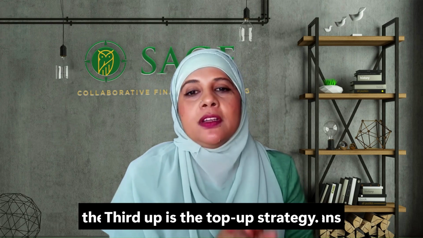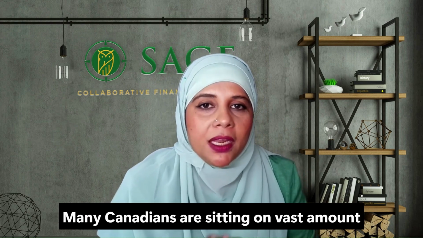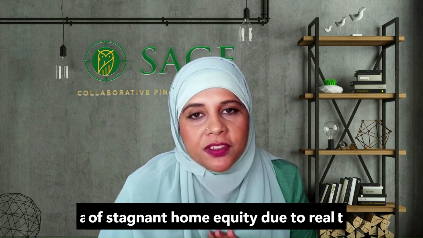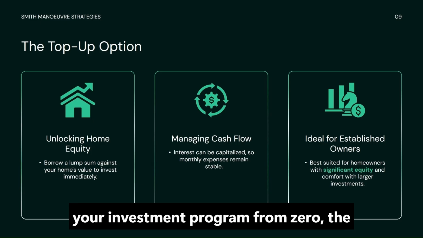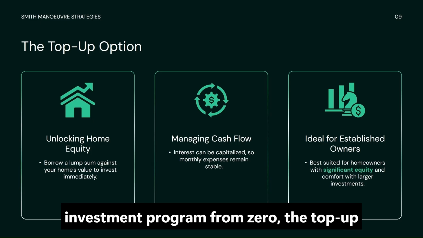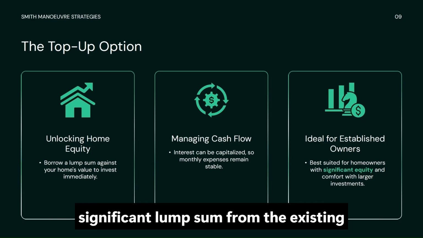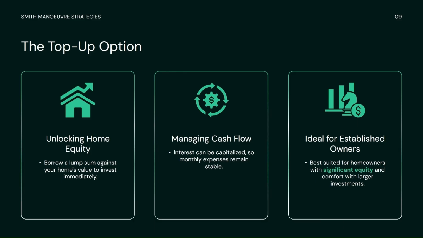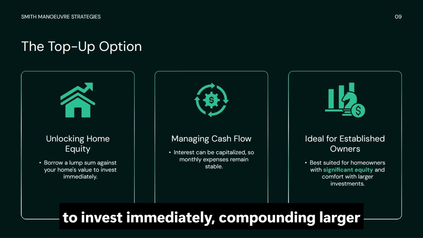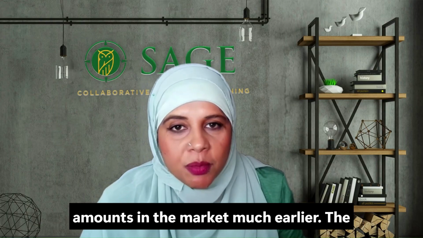Third up is the top up strategy. Many Canadians are sitting on vast amount of stagnant home equity due to real estate appreciation. Instead of starting your investment program from zero, the top up strategy allows you to advance a significant lump sum from the existing equity right at inception to invest immediately, compounding larger amounts in the market much earlier.